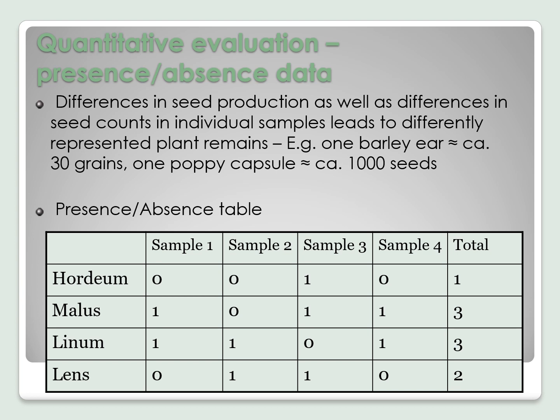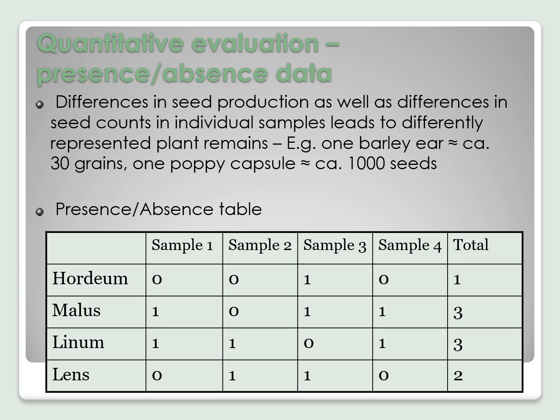Let's consider now some basic quantitative methods. Differences in seed production, as well as differences in seed counts in individual samples, lead to differently represented plant remains. But how can we compare different samples with different total seed counts? A barley ear has about 30 grains, a poppy capsule more than 1,000 seeds. How do these individuals compare?